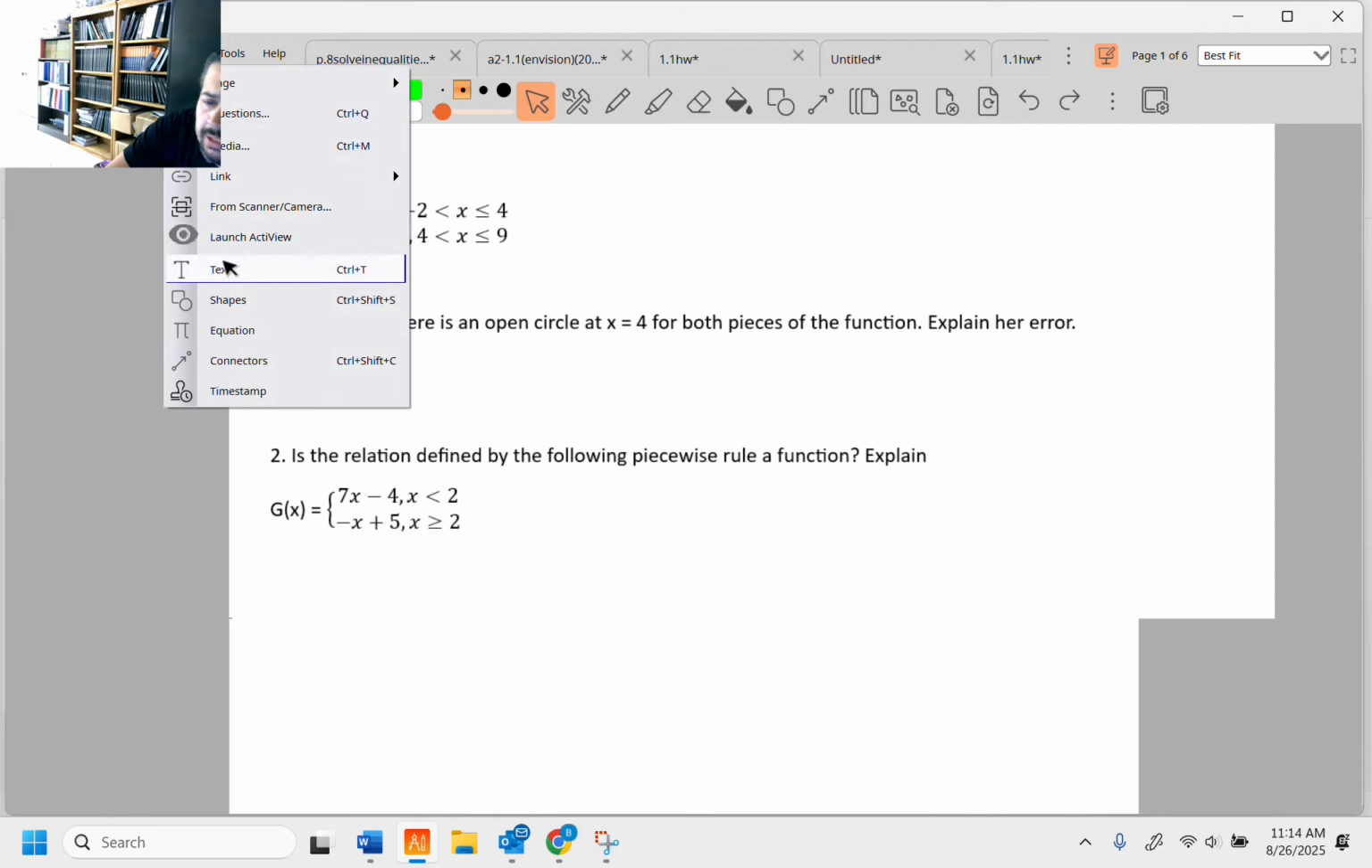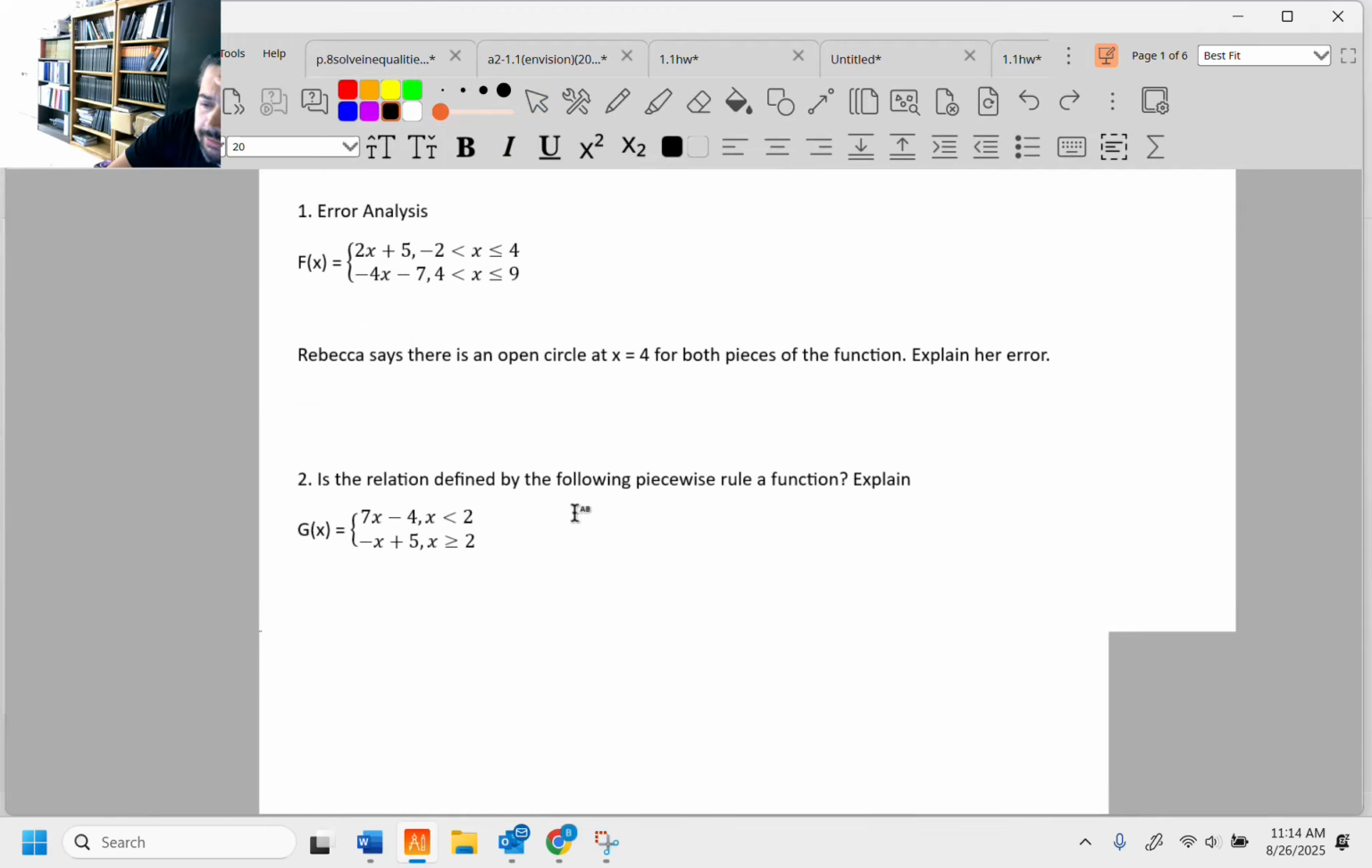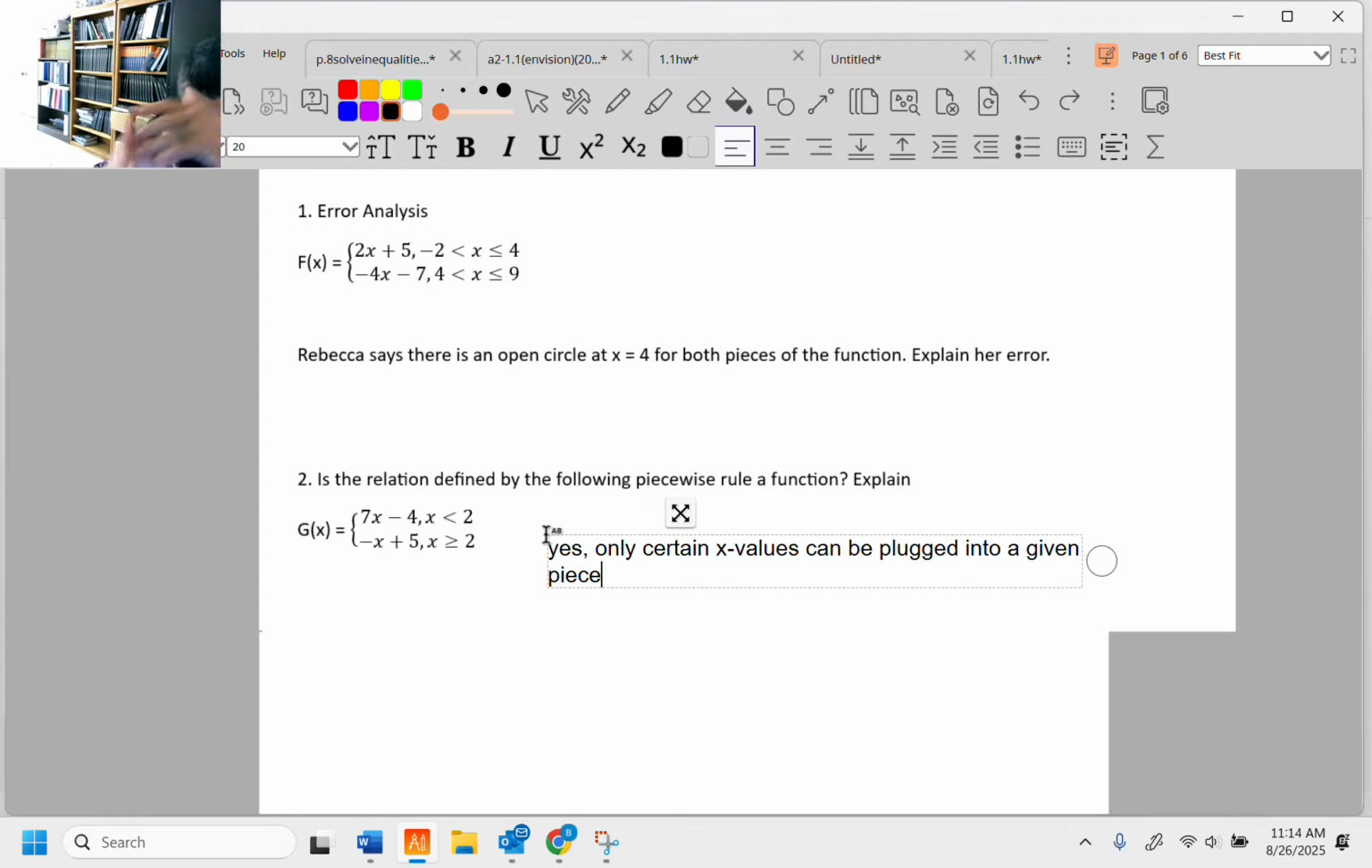Alright, so when I was doing the video, I don't think I really explained well enough what a piecewise function was. So is the relation defined by the following piecewise rule a function? Explained? Yes, it is. Only certain x values can be plugged into a given piece. That's what makes it a piecewise function. I can't feed 2 to both pieces.